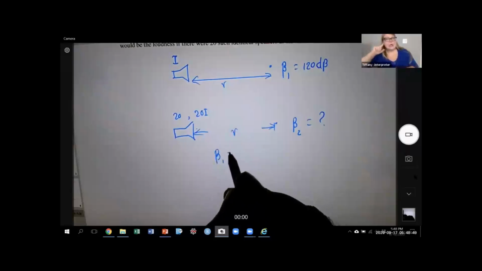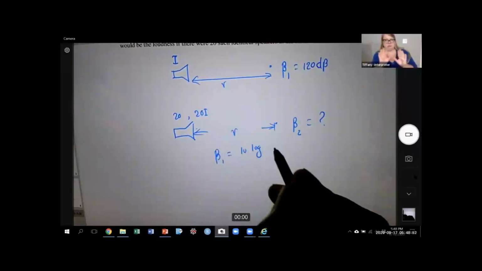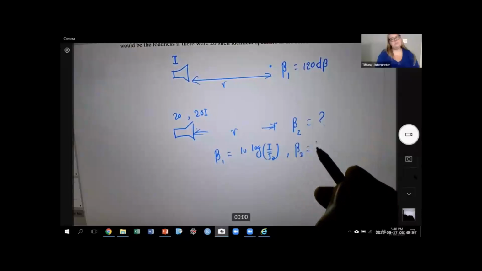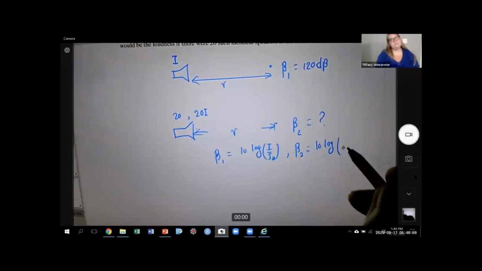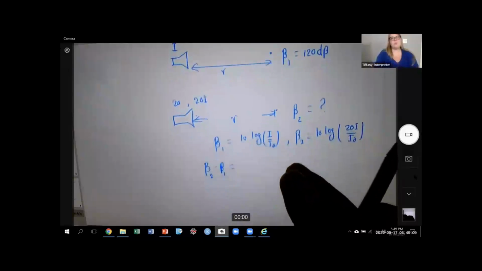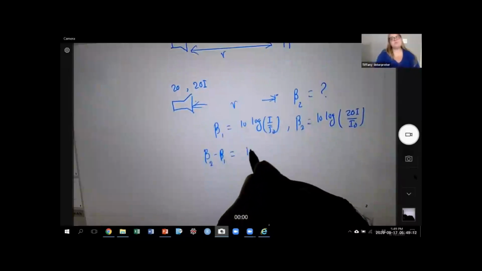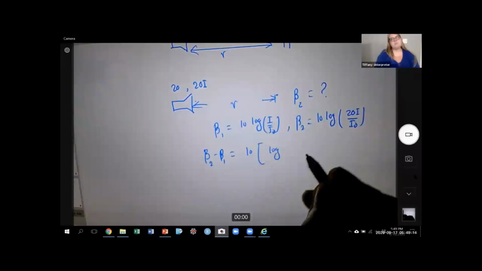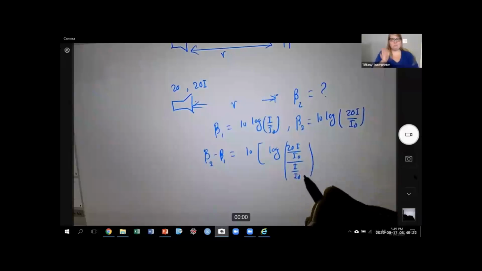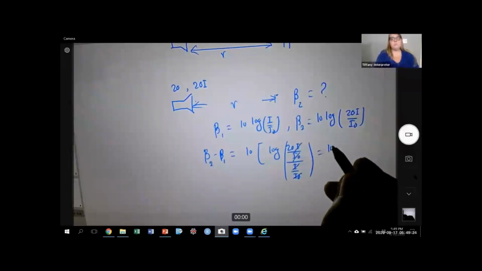So beta 1 is 10 log I over I naught, right? And beta 2 is 10 log, now power has increased by 20, so 20 I over I naught. I naught is the threshold of hearing. So you just need beta 2 minus beta 1, just take the difference, and find beta 2. Beta 1 is given. So I'm going to do a shortcut. 10 log 20 I over I naught divided by I over I naught, using the log property, this will cancel out. Basically 10 log 20.